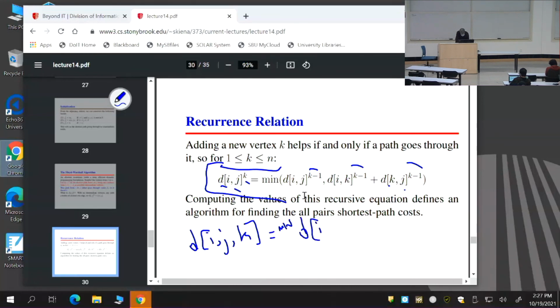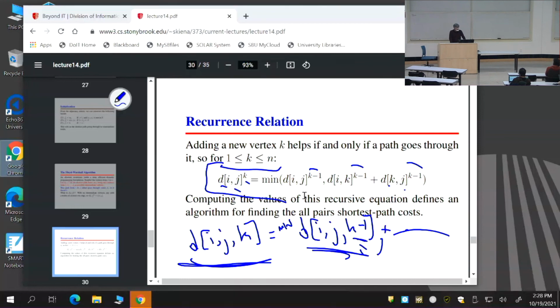Min of d i j, k minus 1, plus this other thing, comma, the other one, right? Does everybody see that I'm determining this value in terms of values with smaller indices? That is what you did when you were doing recursion. In recursion, you break your big problem down into a smaller problem, and you need to end on a base case where you knew what the right answer was.